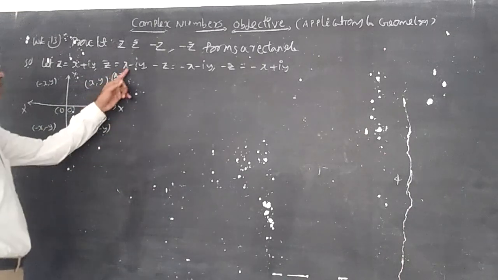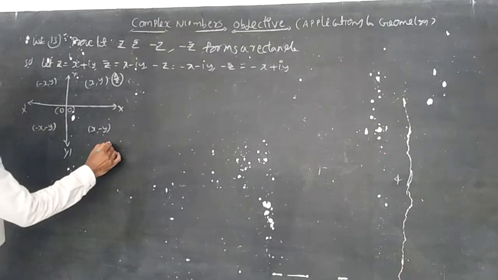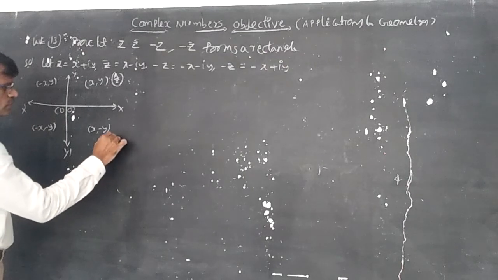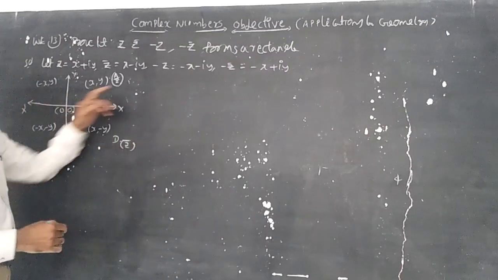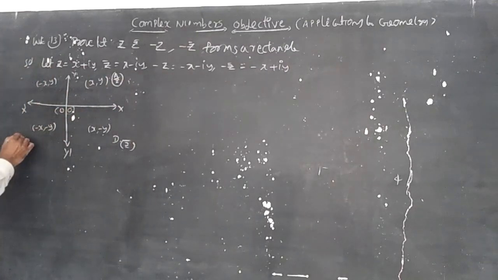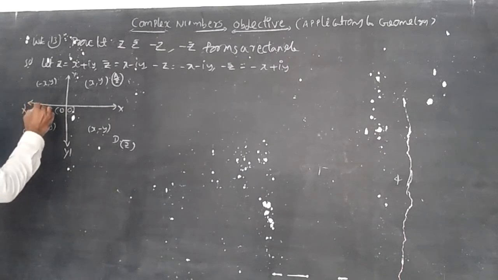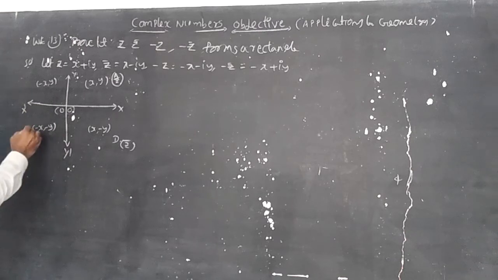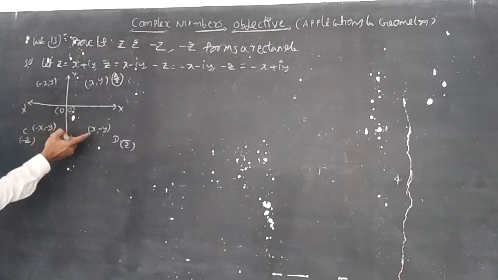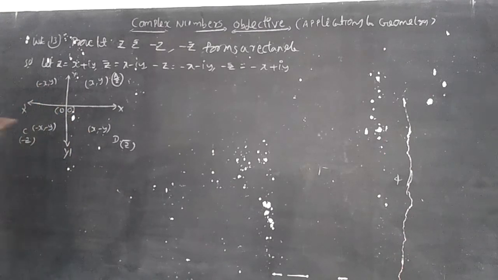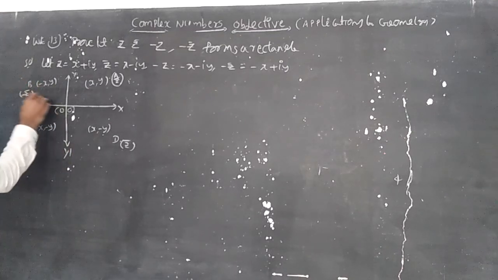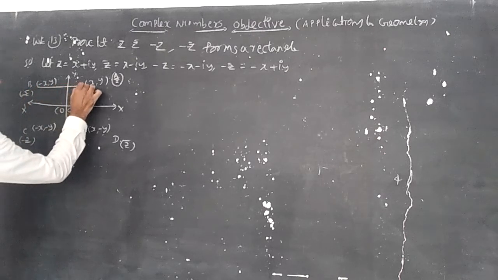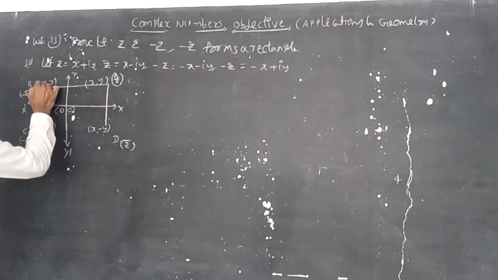So z bar means x, minus y, so this is z bar, let this be D. Next, minus x, minus y becomes minus z, this is C. And minus x, plus iy is minus z bar, this is B. Now draw a rough diagram like this.